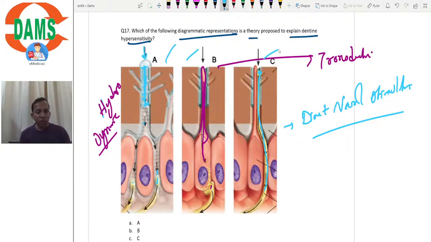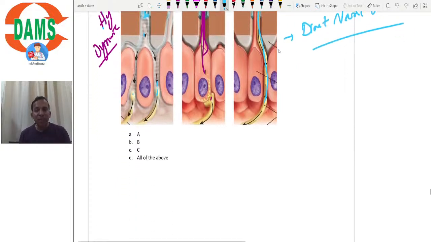That's it. तो इसमें बस ये है कि कौन सी थियरीज प्रपोज की गई डेंटिनल हाइपरसेंसिटिविटी को एक्सप्लेन करने के लिए. तो तीनों ही थियरीज को डेंटिनल हाइपरसेंसिटिविटी को एक्सप्लेन करने के लिए प्रपोज किया गया, and hence the answer would be D, isn't it? So let's go to the next question.